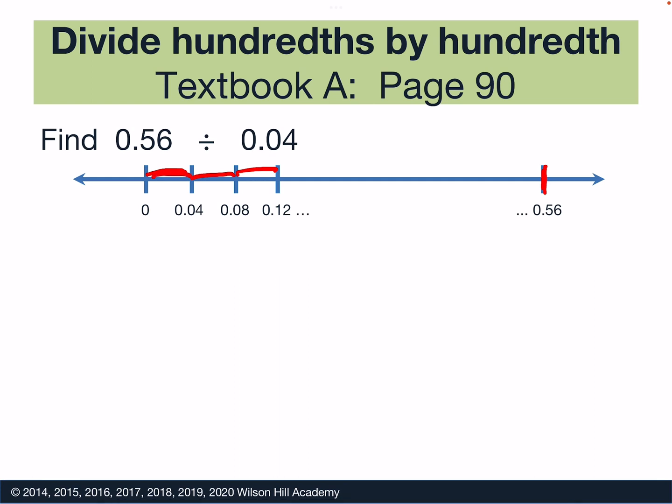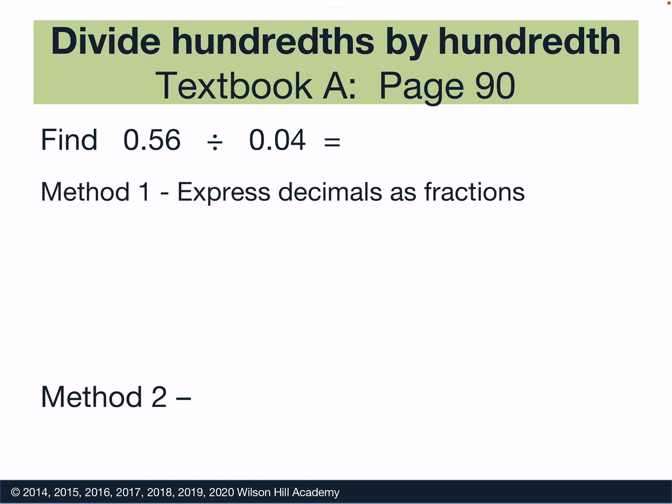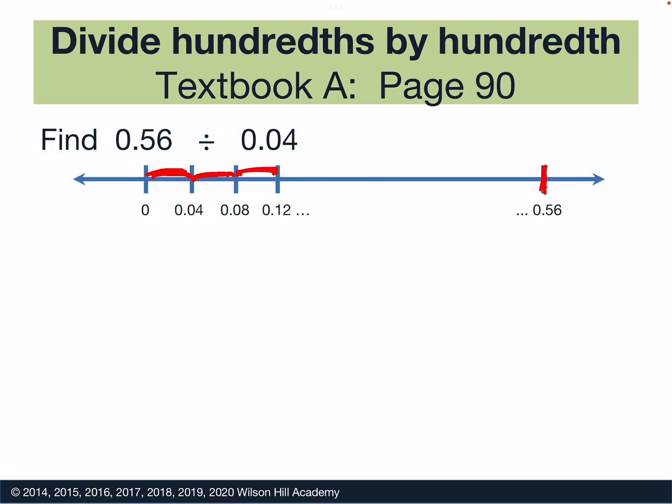And these were 1 400th, 2 400ths, 3 400ths, 56 hundredths, way over here. And maybe we don't have enough space on our number line for that. So let's just skip right to method 2. And that was to use fractions.